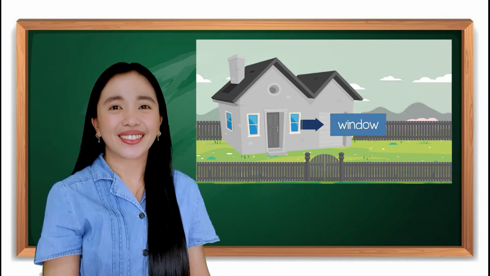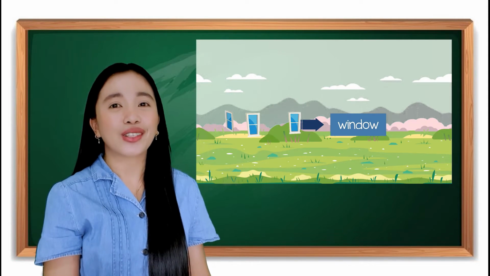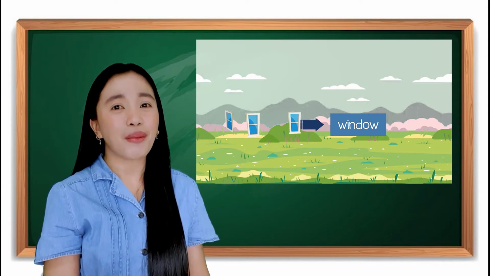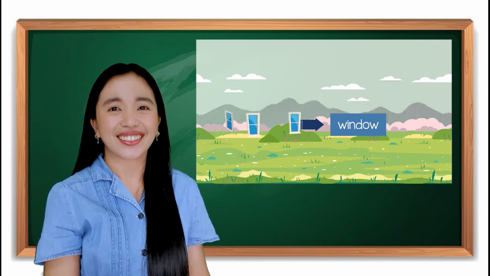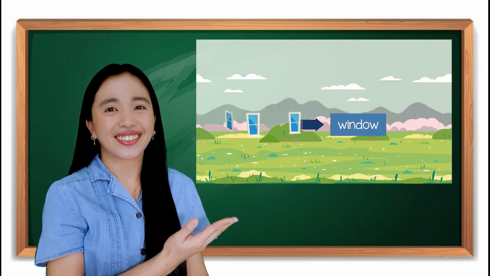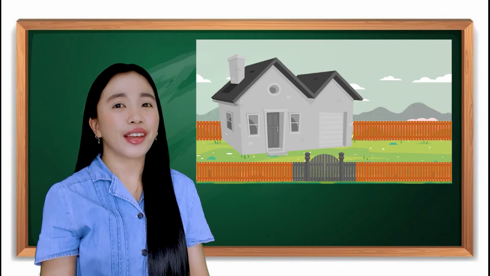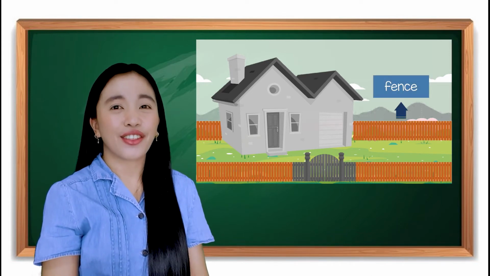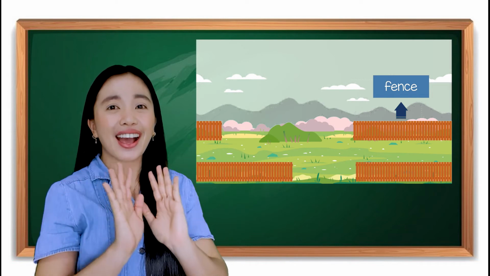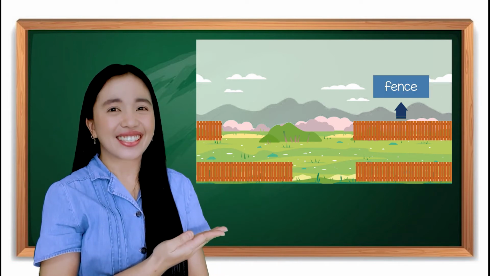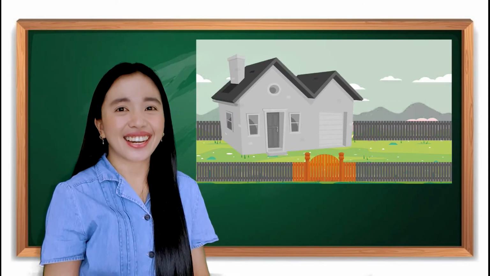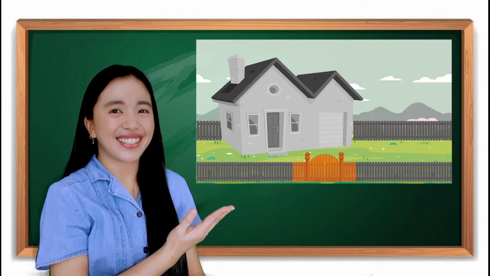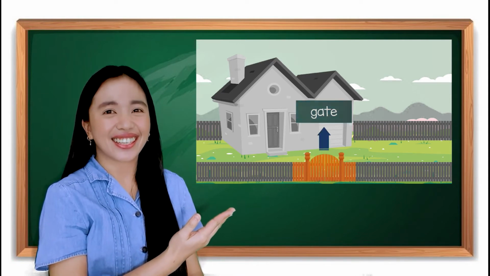When you want to look outside, you can look out the window. Windows bring in so much light and make the house brighter. Next we have the fence. The fence surrounds your house. And lastly is the gate.